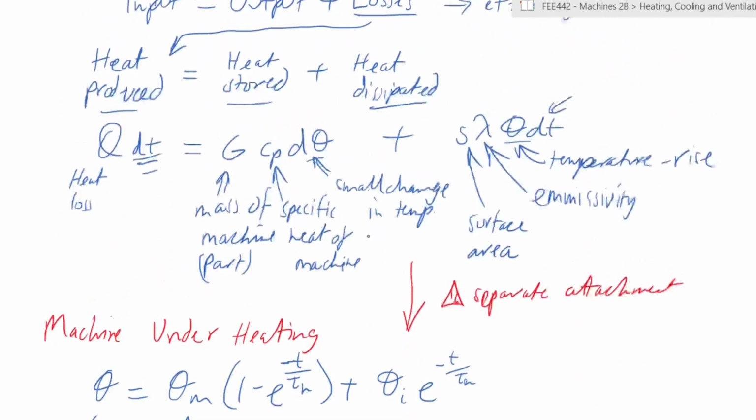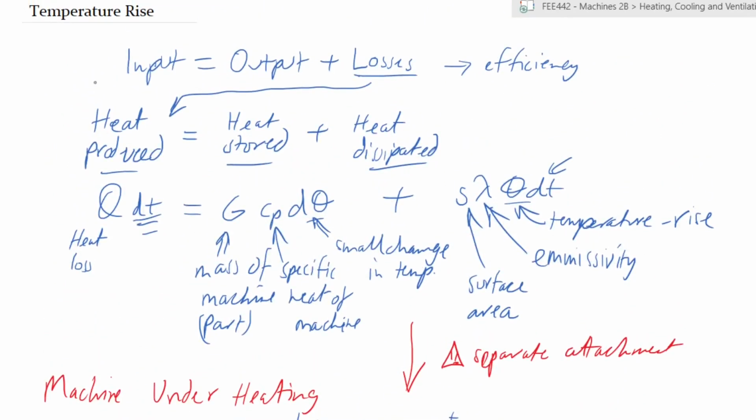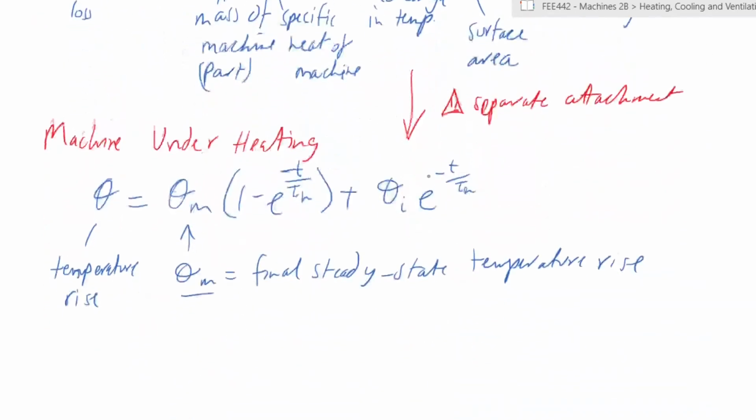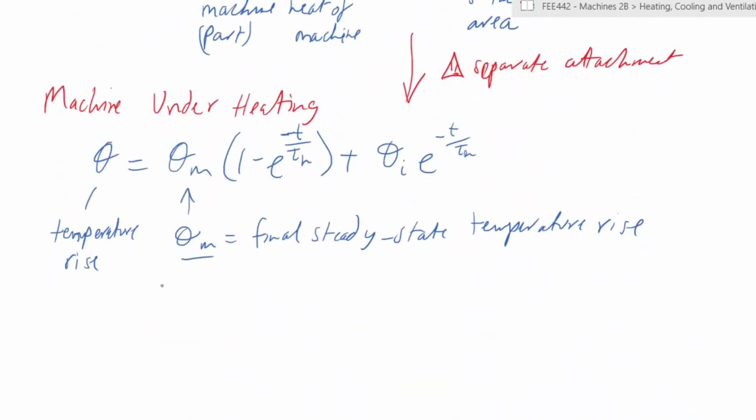And at the point where it reaches theta m, you find that the heat produced will be equal to the heat dissipated. Because as soon as heat is produced, it is dissipated. The rate at which the machine is emitting heat is equal to the rate at which the losses are being converted into heat. So that's your theta m.